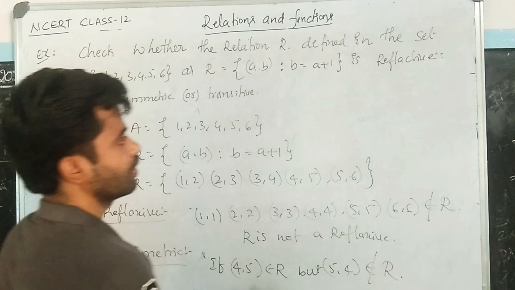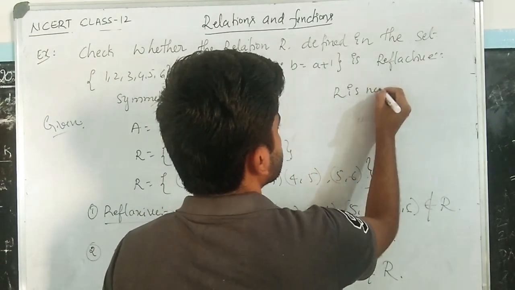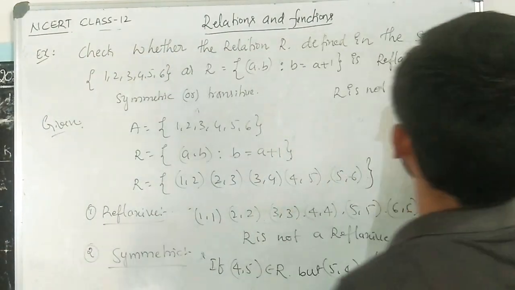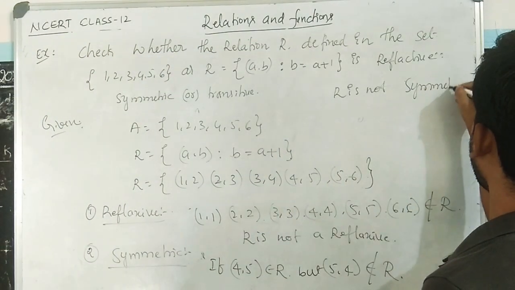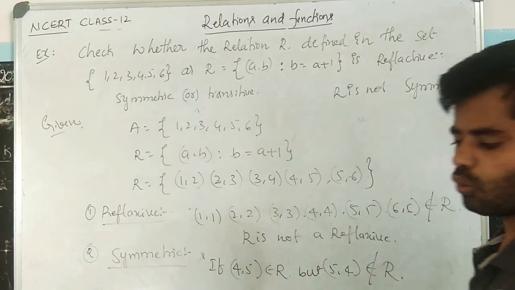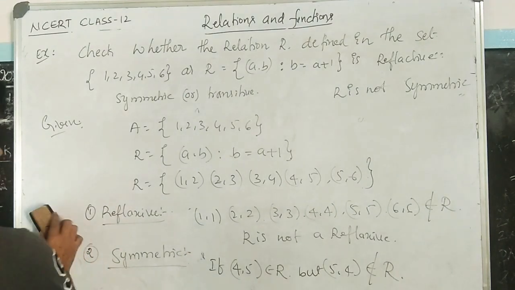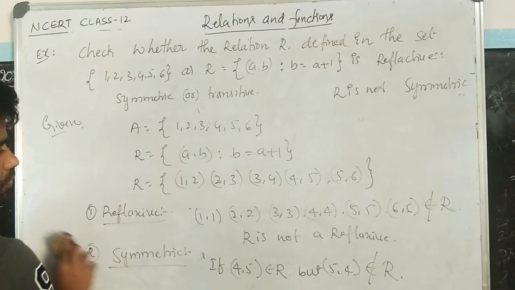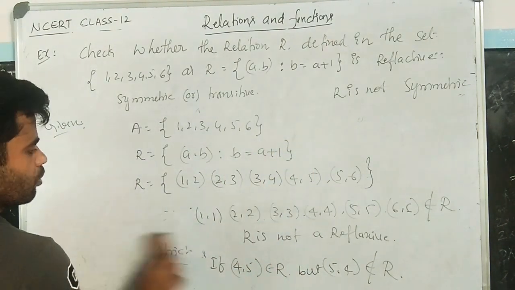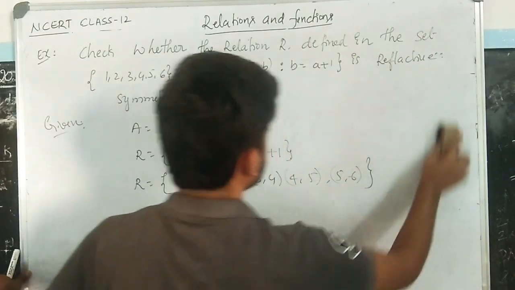Hence, we can say R is not a symmetric relation. R is not symmetric. Okay? One more we have to check, which one is that? That is transitive. Reflexive it is not, symmetric it is also not. Let me check one more, that is the transitive relation.